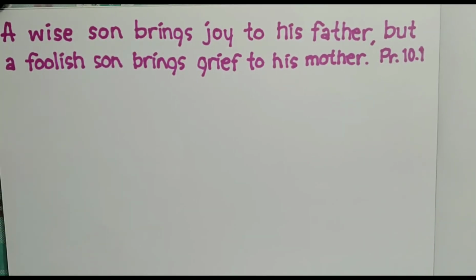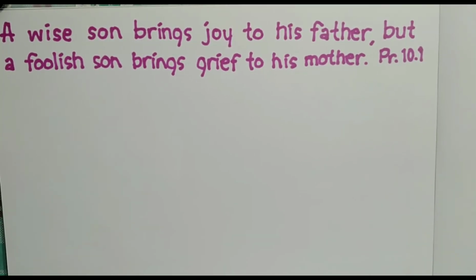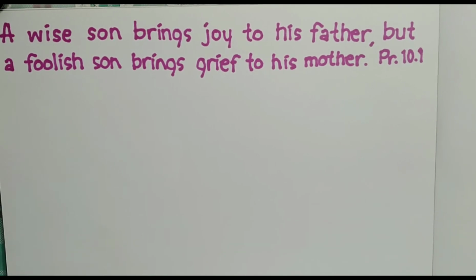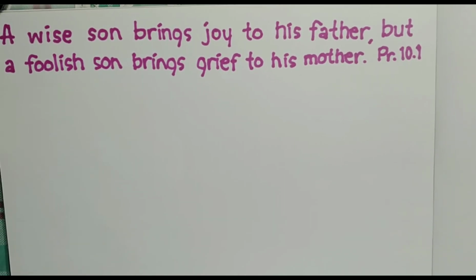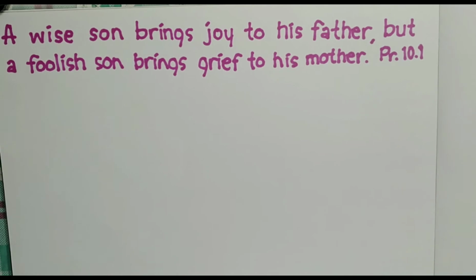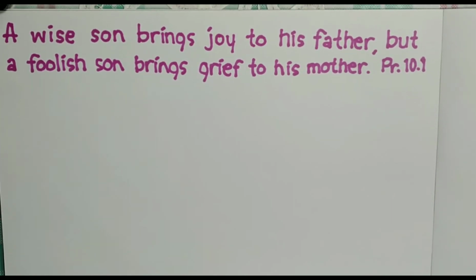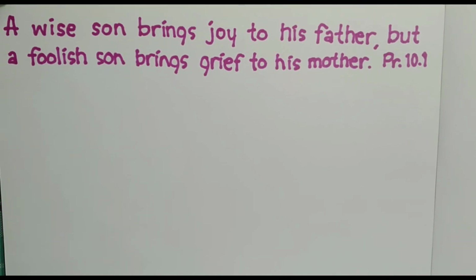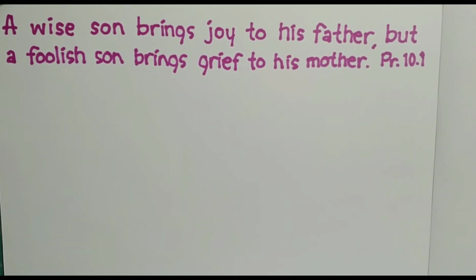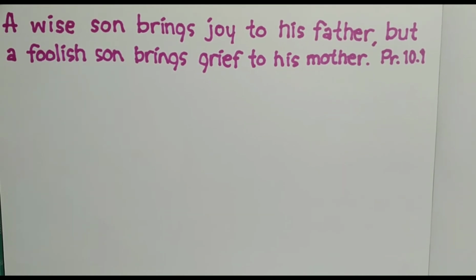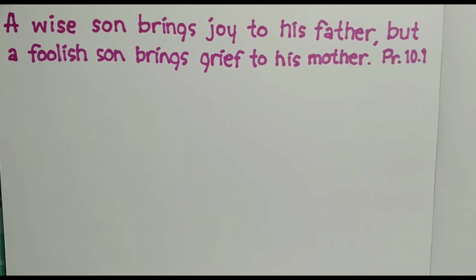Okay, good day. Now, this time let's have our first verse for our diagram. It's taken from Proverbs 10 verse 1. I will read the text. It says, "A wise son brings joy to his father, but a foolish son brings grief to his mother."